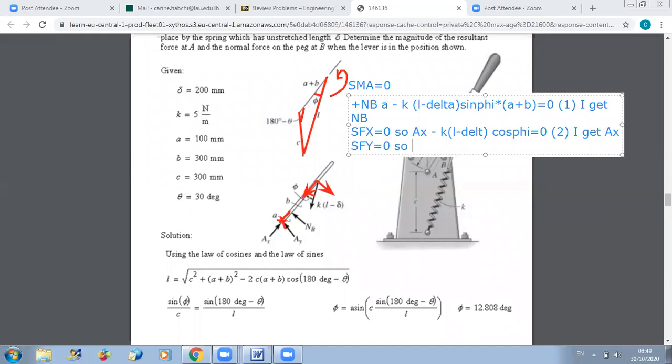And finally, I write that sum of y equals to 0. So what do I have along y? I have AY plus NB minus k times L minus delta times sine phi. So the only unknown in equation number 3 is AY. So I get AY. Here it's a simple system because each equation will give me one unknown. Sometimes it will be more complex. What I should do is write the 3 equations with the 3 unknowns, and I can solve with the calculator a system of 3 equations with 3 unknowns. However, here it's simple, so each equation will give me one unknown.